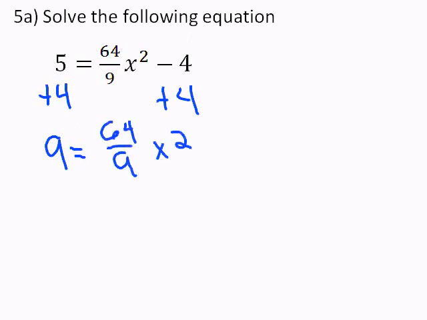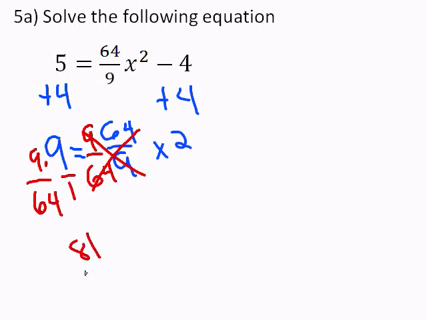To get rid of the 64 over 9 off the x squared, we're going to multiply both sides by the reciprocal, 9 over 64. That cancels. 9 over 64, put 9 over 1, 9 times 9 is 81 over 64 is equal to x squared.